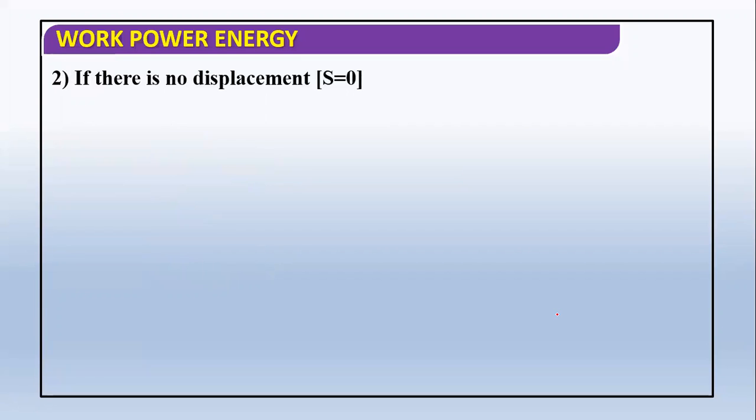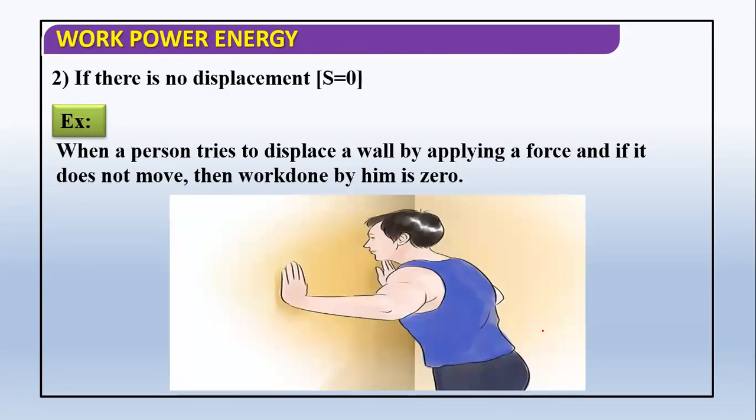The second condition is when the displacement is 0, meaning the object is not moving at all. If the object is not moving, there will be no work done. The best example is a person trying to push a wall. If you try to push a wall, the wall will not move, so the displacement will be 0. And if displacement is 0, the work will be 0. So this is another condition.